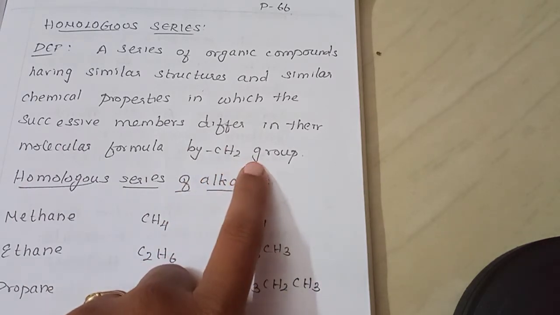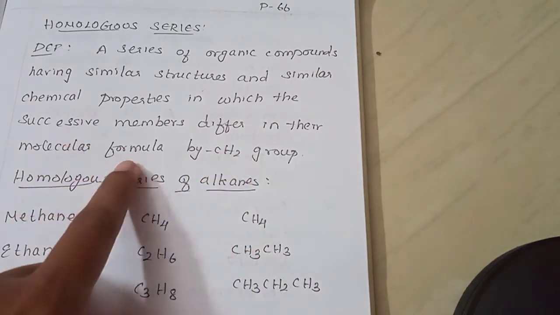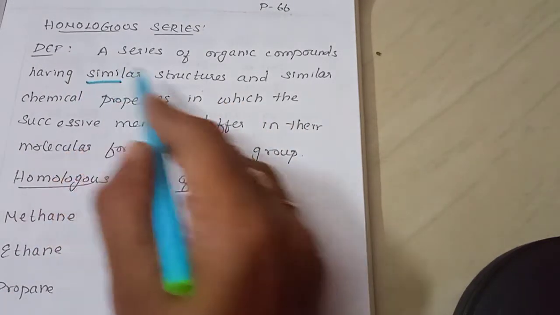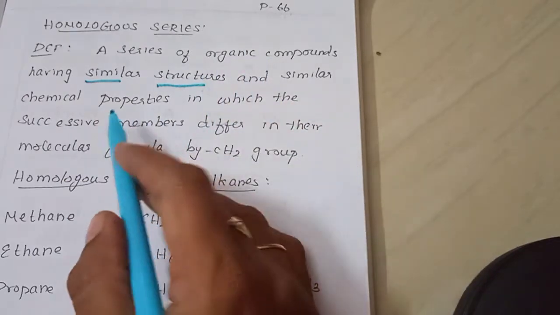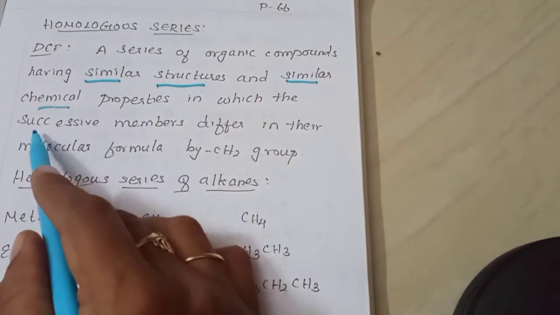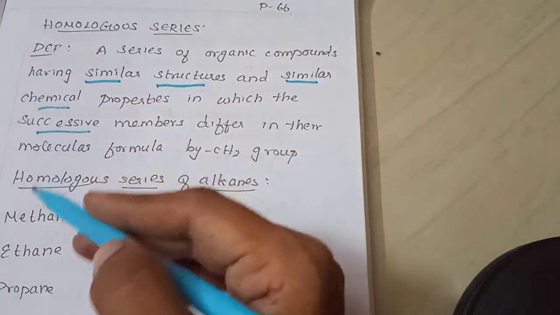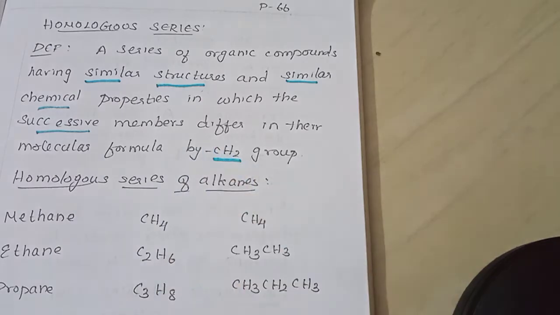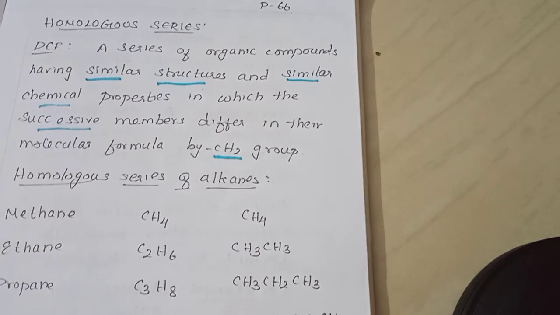How it is differing, I'll explain now. You have to remember the key terms from this. They have similar structure and similar chemical properties, and successive members, one by one, differ by CH2. These are the key terms, because the homologous series definition is often asked. It will be asked in 3 marks as well as in 5 marks.